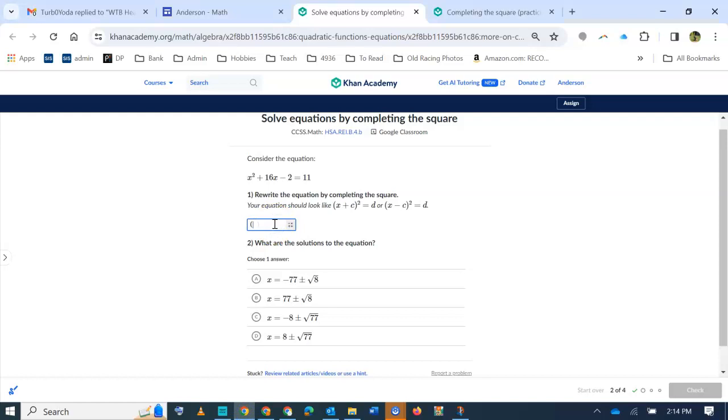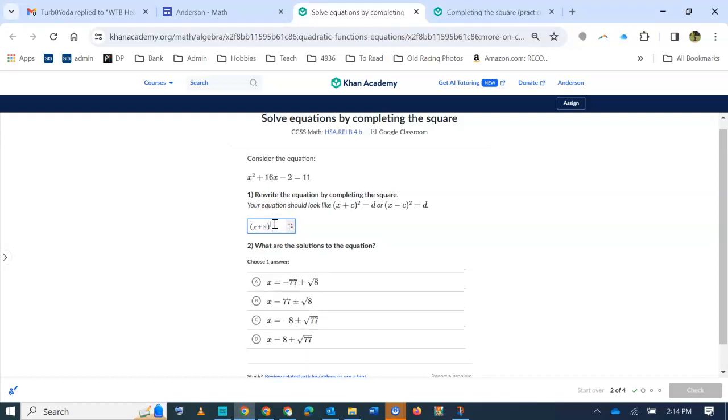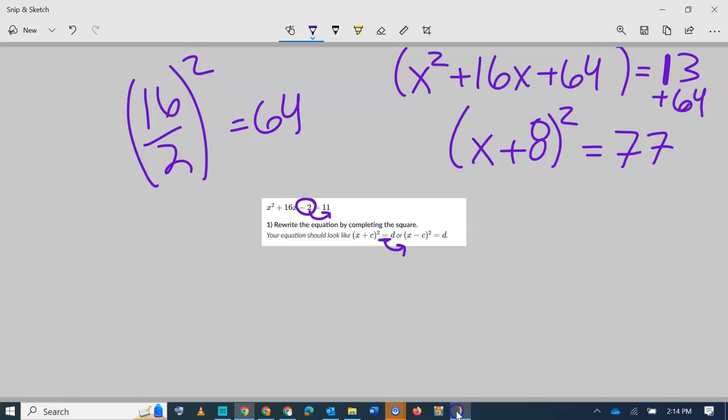I'm doing this upside down. X plus 8 squared equals 64, right? What was it? 77, actually. 77.